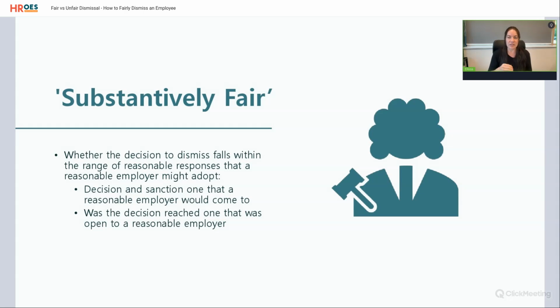So making sure that we take that step back, that we take a cool head and a calm and reasonable response to things before we make those decisions.